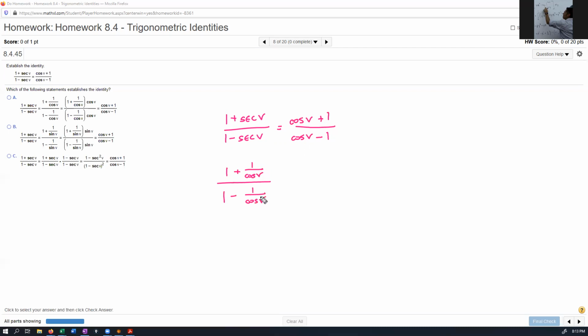And now the clever trick. I'm going to multiply the whole top by cosine v, bottom by cosine v. And what happens is here to here, you get cosine v. Here to here, the cosines cancel, you get plus 1. The bottom, you get cosine v. And then here to here, the cosines cancel, you get minus 1, and that's the right-hand side, and we're done.